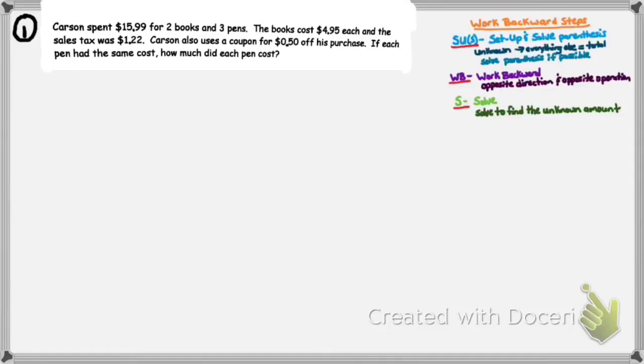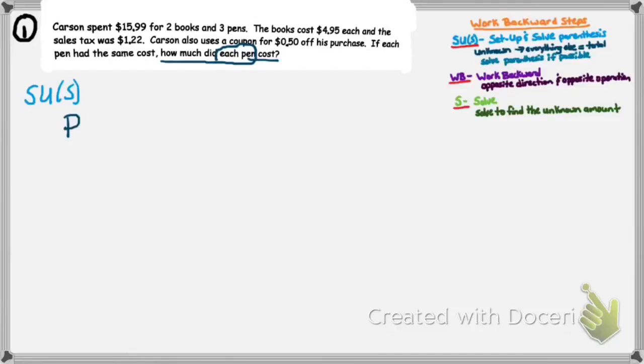First step, if I look at the bright blue, is my SUS step. So I'm going to write down SU and S in parentheses. SU is my setup. And look in the line right underneath the SUS step, it says unknown, everything else equals the total. How do I find the unknown? Go to the question. The actual question says, how much did each pen cost? So my unknown is the cost of the pen. I'll use the letter P to represent pen.